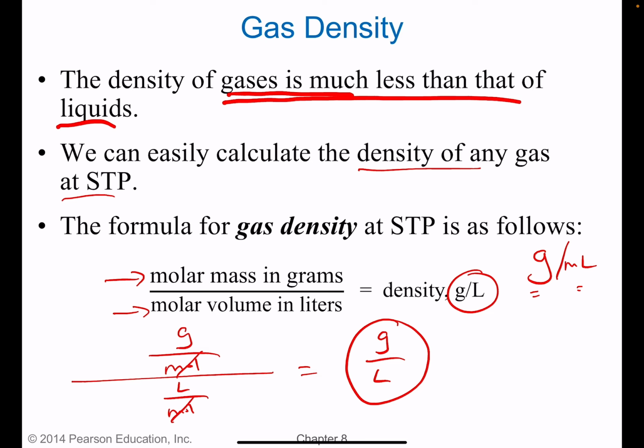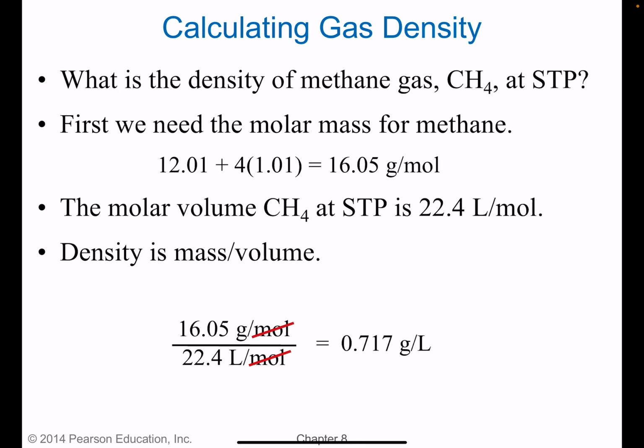So same thing with gases, it's just going to be grams over liters instead of grams over milliliters. But this is one way that you can calculate the density for any gas, provided you know the identity of it, and it's at standard temperature and pressure.